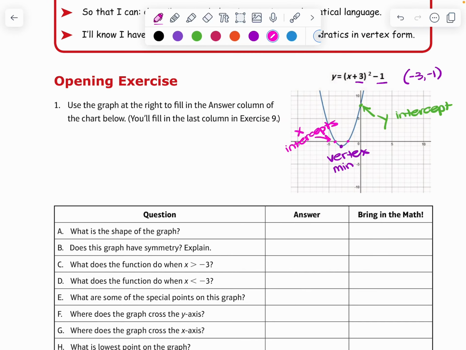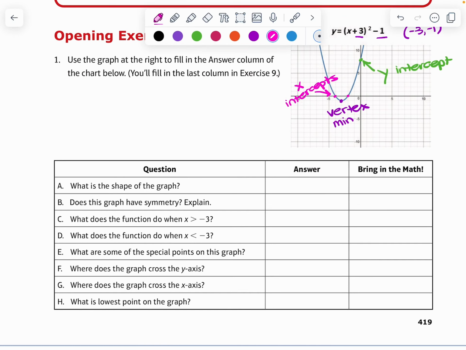All right, fill in this box down here. What is the shape of the graph? So if you just went through and say, oh, it's a U, that's good. But in math, what do we call that? We call that a parabola.